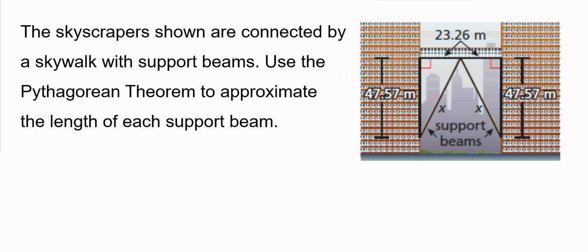So, word problems. Here we're looking at two skyscrapers. They're supported with a skywalk across. We've got to add these support beams to make sure that skywalk is supported in the middle. So what I notice here, I'm going to outline in green that we have congruent triangles by side angle side. So I just need to find that one x for that support beam.